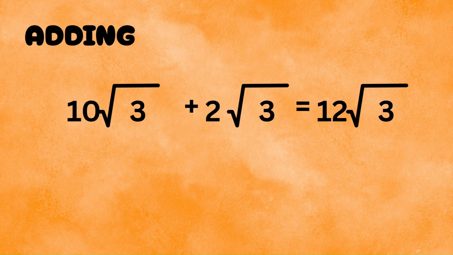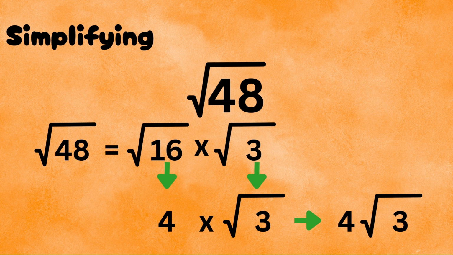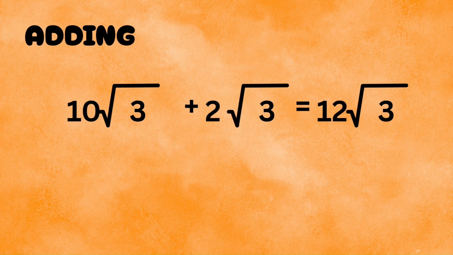Adding. Now, since we know we can have a number on the outside of this symbol, there would be equations with it. So 10 times the square root of 3 plus 2 times the square root of 3 will equal 12 times the square root of 3. This only works if the number in the square root is the same. If it's the same, then you can add the numbers on the outside.